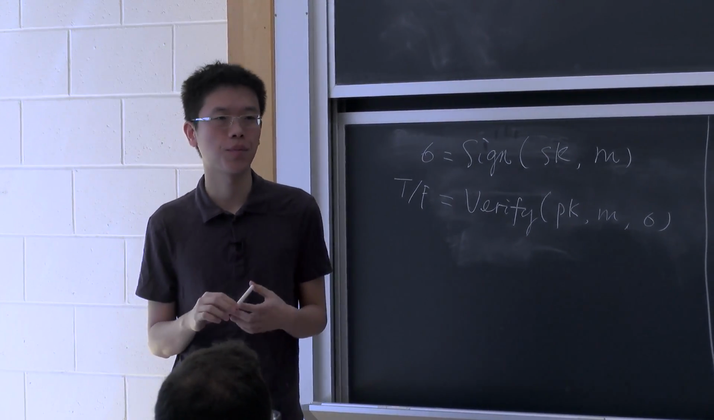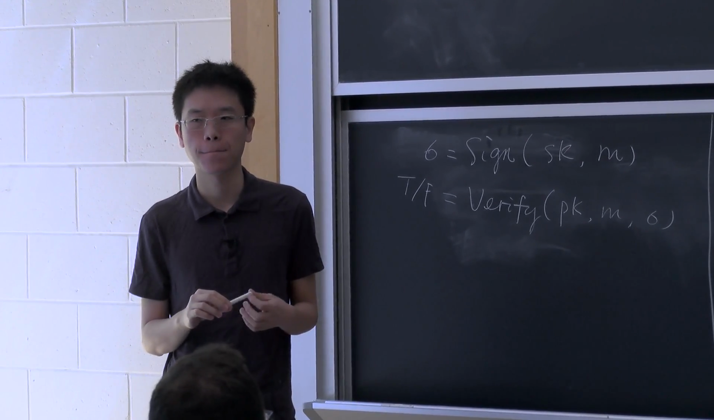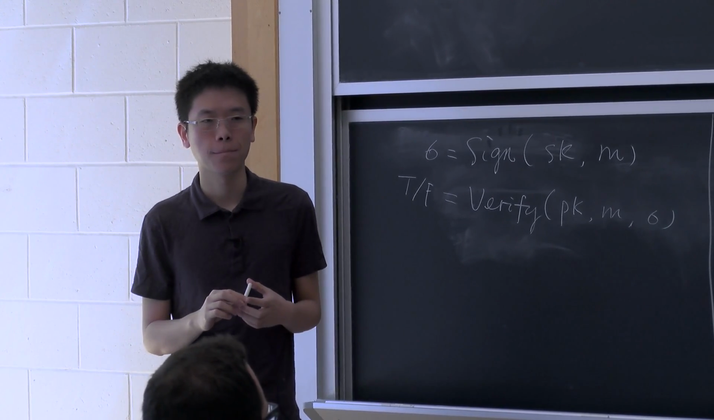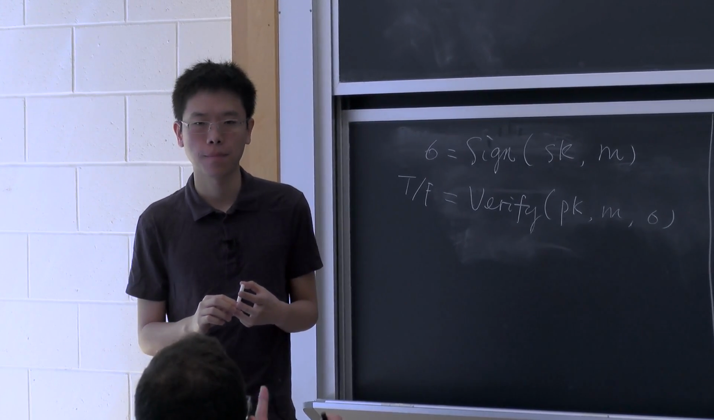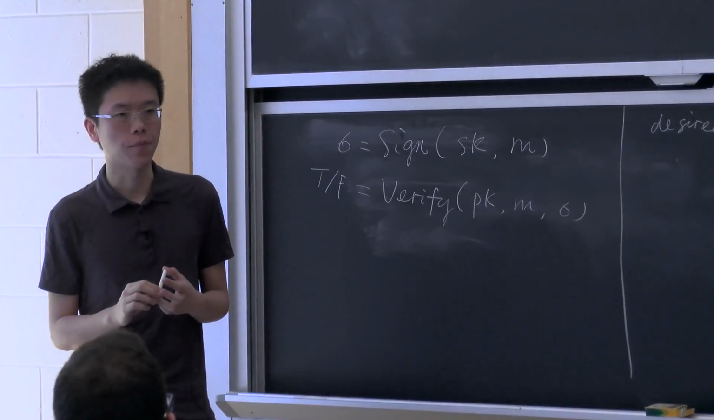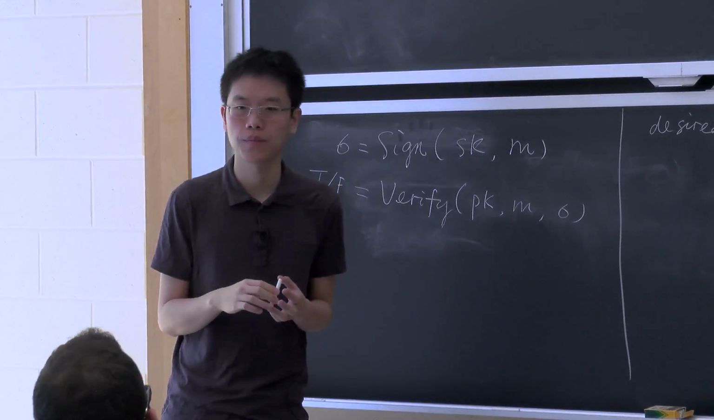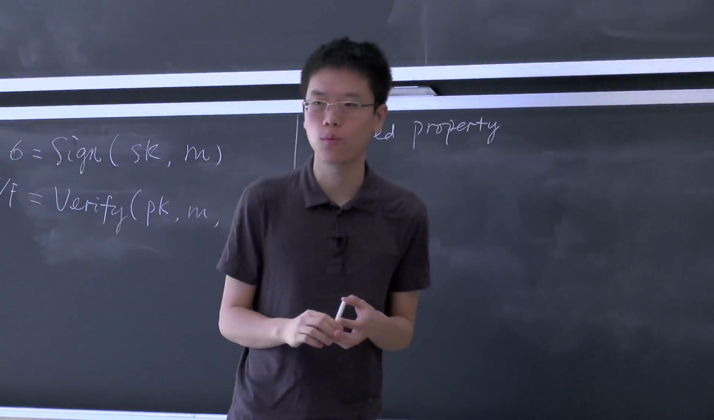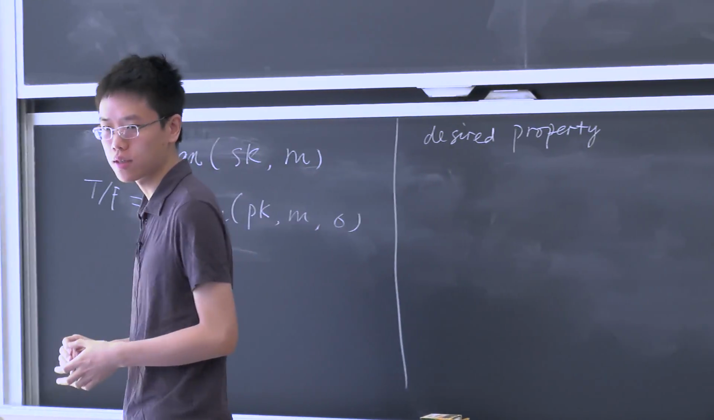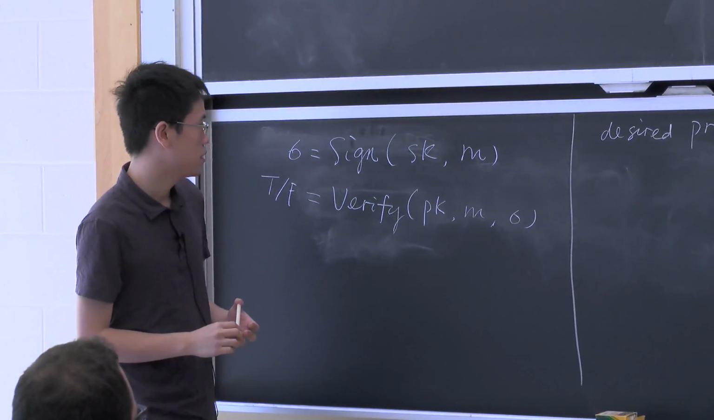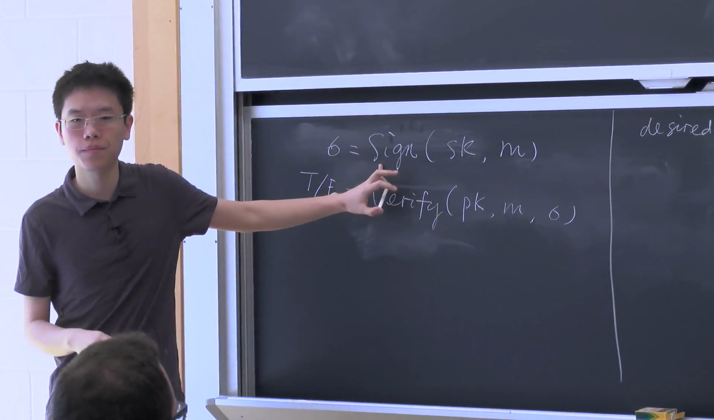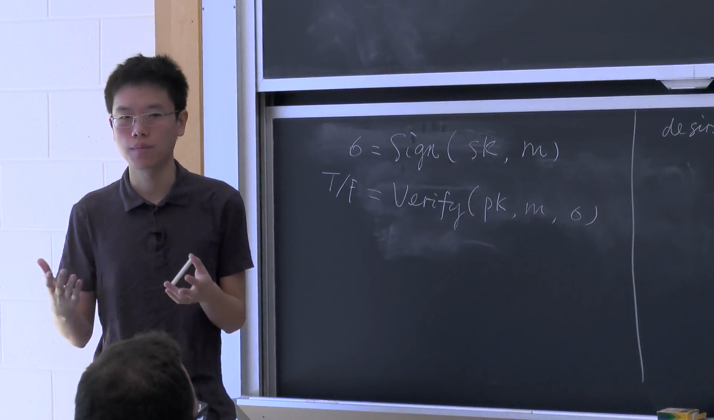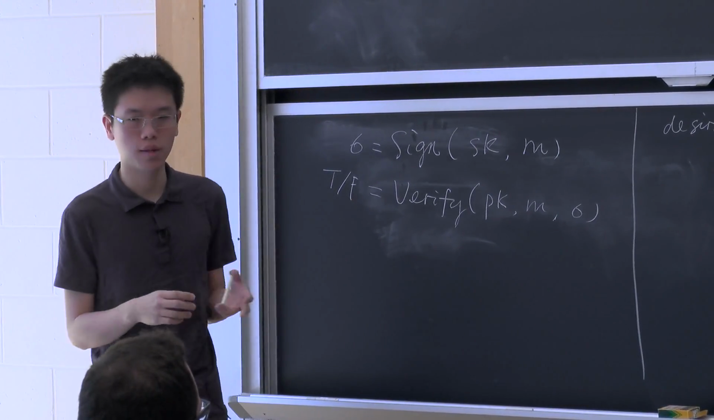Any other answers? And any message can only have one signature. Okay, what's your name? Diego. Diego says a message should only have one signature. Let's think about whether that's necessary. If my algorithm is a randomized one, that for the same message I output many possible signatures, why is that bad?